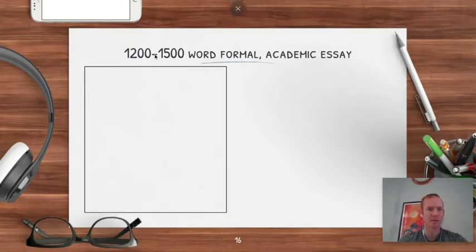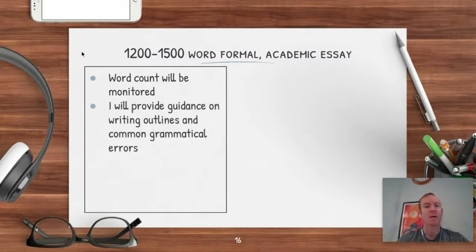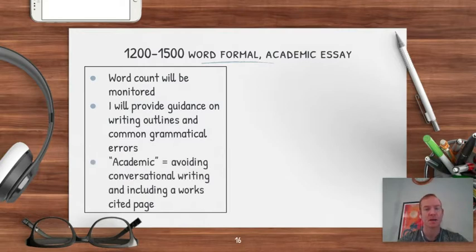So let's talk about the 1,200 to 1,500 word formal academic essay first. I will be monitoring the word count, so please make sure that you are doing that as well. It helps to do that periodically while you're writing. I'll be providing guidance on writing the outlines as well as common grammatical errors within the essay and how to avoid them.